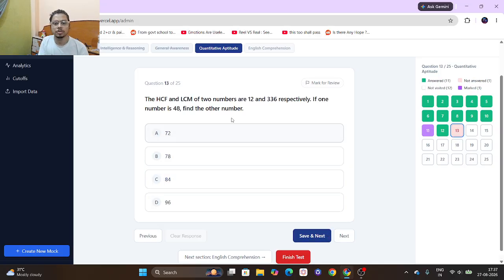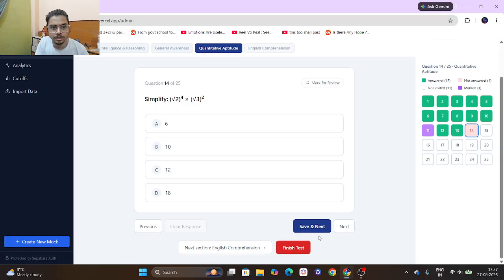The HCF and LCM of two numbers is this and this. If one of them is 48, the other number? 12 into 336 upon 48, so 12 4 जा 4 8 जा और 4 8 4 84. Next, simplify this, so this will be 12. Nice. Next, solve for this.